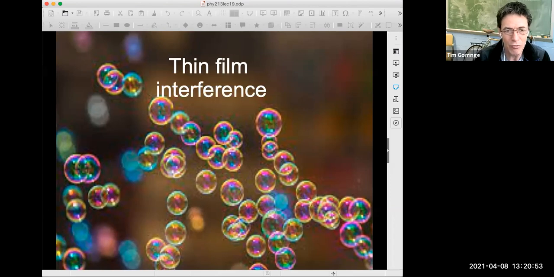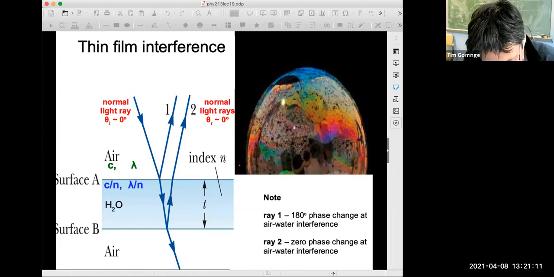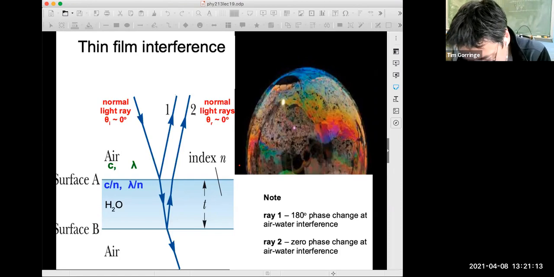Why do we see this rainbow in the soap bubbles? Let's see if we can explain that with interference. And here's the explanation. And it's really quite an intriguing explanation, I think. So in this slide, I'm picturing a few things.